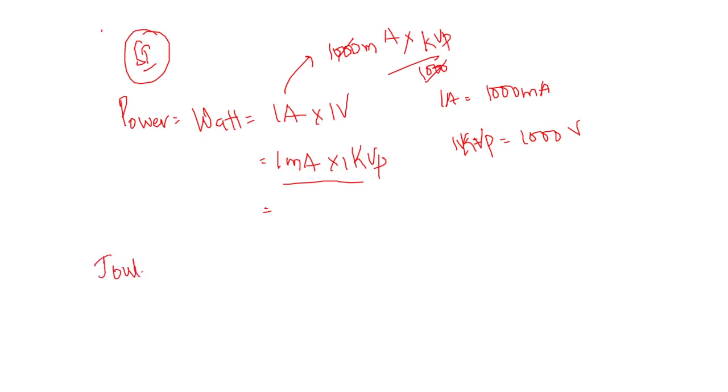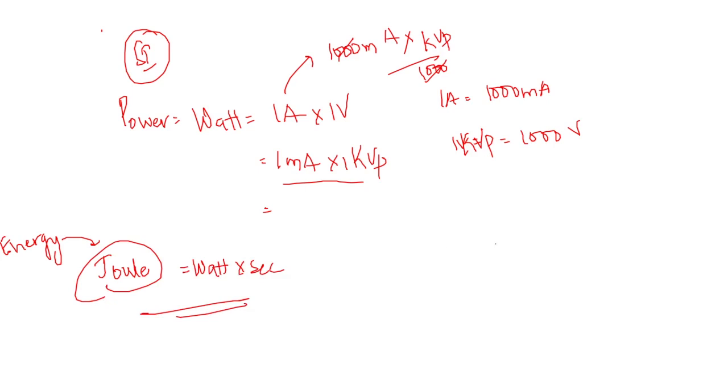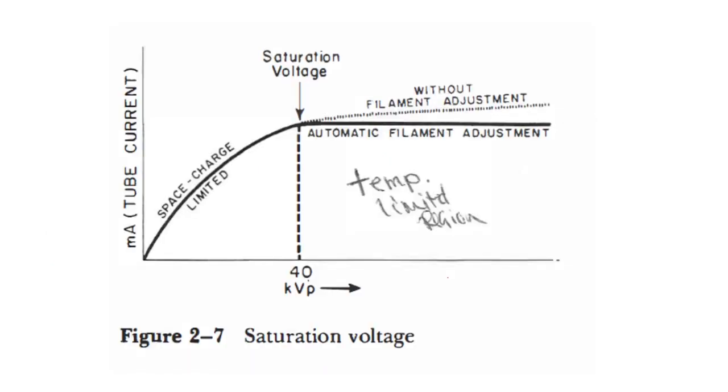Then the unit of energy or work in SI unit is joule. Joule is equal to watt into second. So joule is an energy. Similarly, heat unit is also energy. Right? Now, what is the joule for?